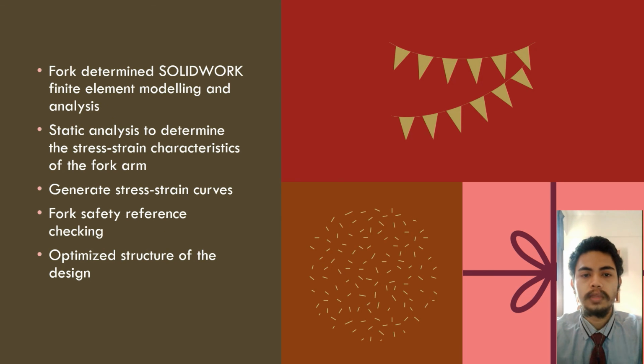The fork was determined using SolidWorks finite element modeling and analysis. Static analysis was used to determine the stress-strain characteristics of the fork arm. Then, stress-strain curves on the fork arm were generated, fork safety reference checking was performed, and the structure of the design was optimized.